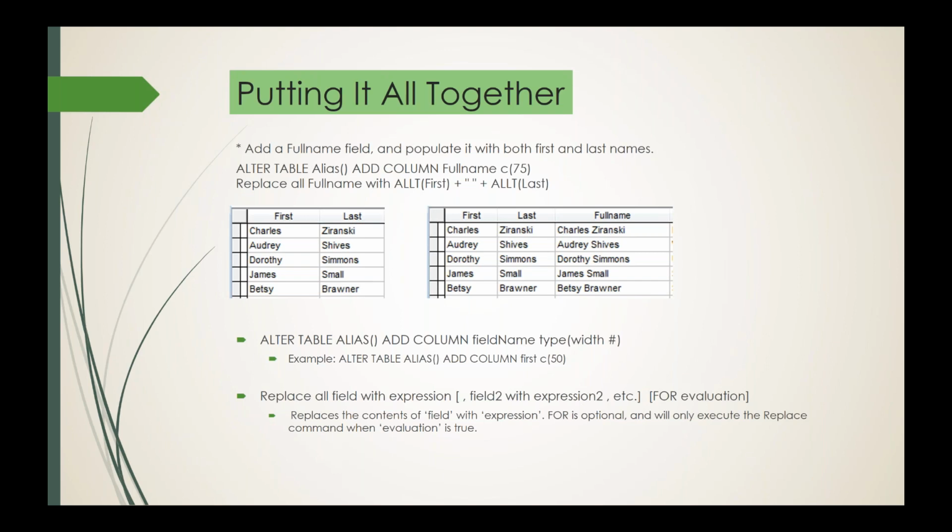The next line of my command, we're going to drop it down a line because now we're writing an actual new command, is replace all full name with altrim first, so basically the first field minus any leading and trailing spaces, plus quote space quote, which is just a single space, plus altrim last, the last field without any spaces as well. So there you can see the before and after effects. We have our first and last field, but after running the command, we have a full name field that's been added to the database. We've replaced that full name field with the trimmed first field, a space, and then the trimmed last field.